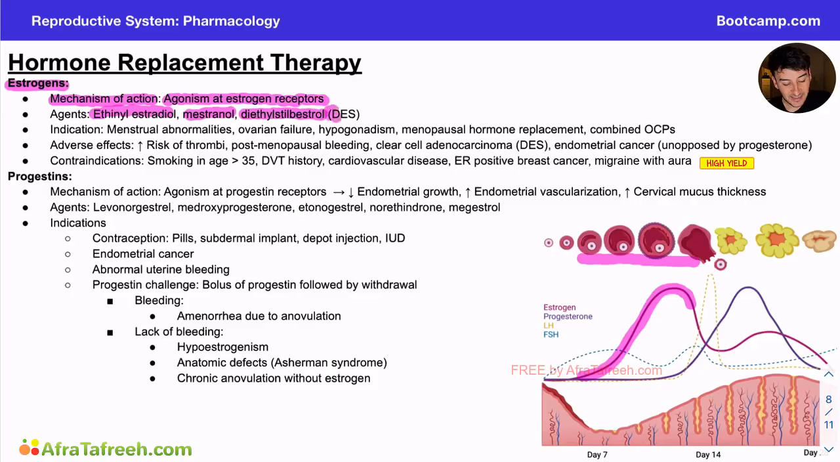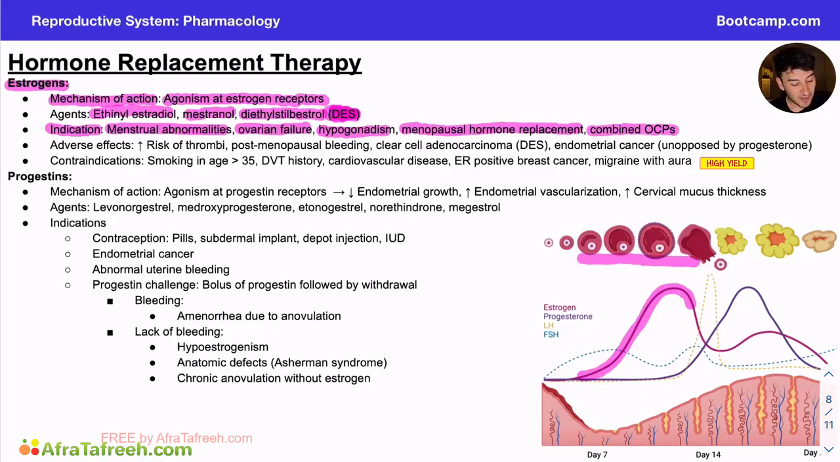And DES is going to be a pretty high yield estrogen on exam day because it's associated with some specific side effects. Now, in terms of our indications, which is going to be a pretty important part of this video, we can use estrogens for menstrual abnormalities as well as ovarian failure. We can use it to help females who are suffering from hypogonadism, as well as menopausal hormone replacement. And then finally, we can use them as combined oral contraceptive pills. Oftentimes, estrogen is combined with progesterone to help with contraception.